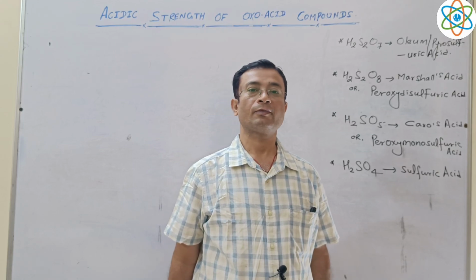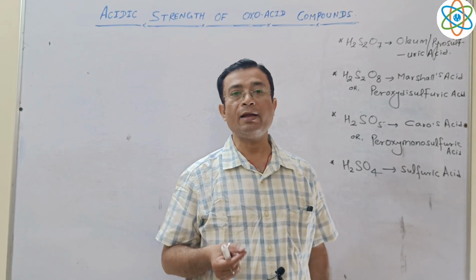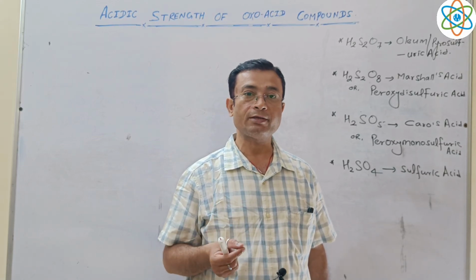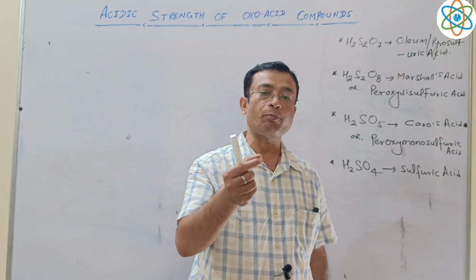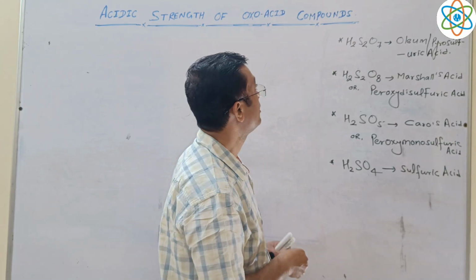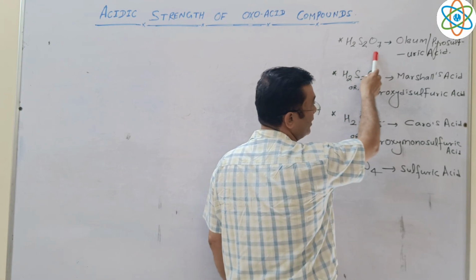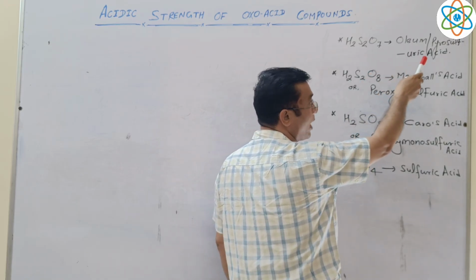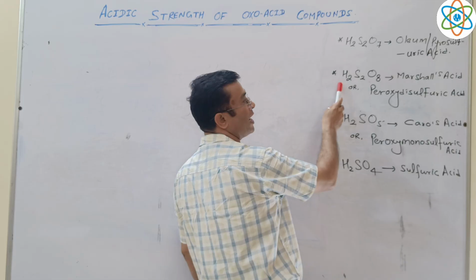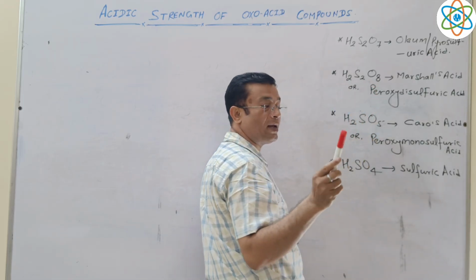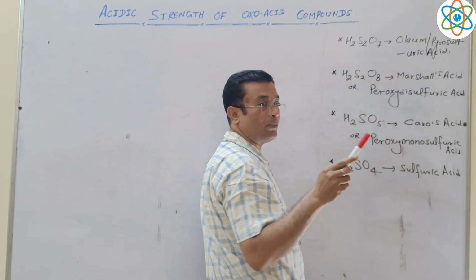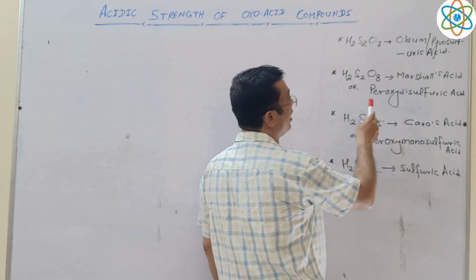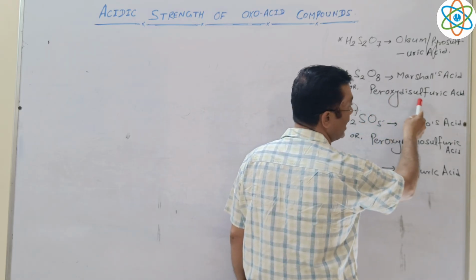Dear students, today I am going to take a very important case of oxo-acid compounds, and all the oxo-acid compounds belong to sulfur. Here is H2S2O7. It has the common name oleum and the chemical name pyrosulfuric acid. H2S2O8, its common name is Marshall acid on the basis of its discoverer, and its chemical name is peroxydisulfuric acid.